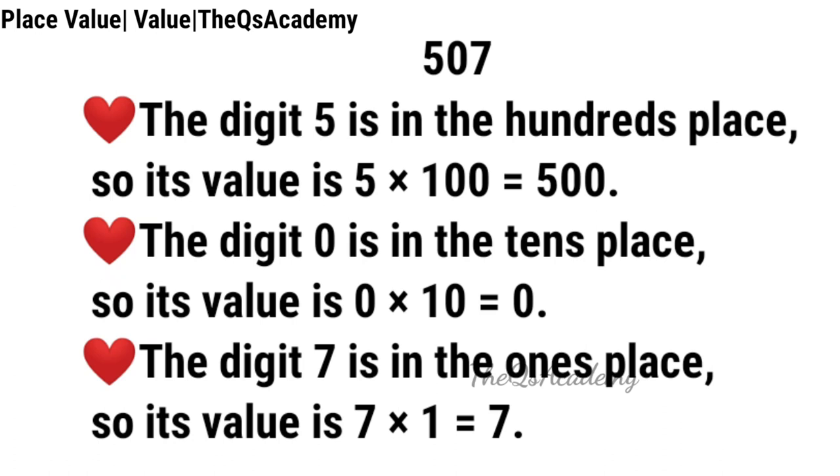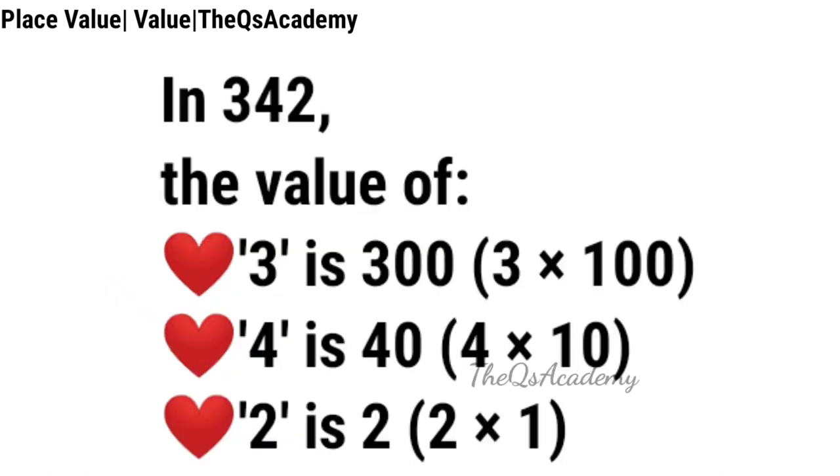5 times 100 since it is in the 100 place. 0 times 10 since it is in the tens place. And then 7 is the value of 7 because it is in the ones place. Another example, 342. The value of 3 is 300. The value of 4 is 40. The value of 2 is 2.